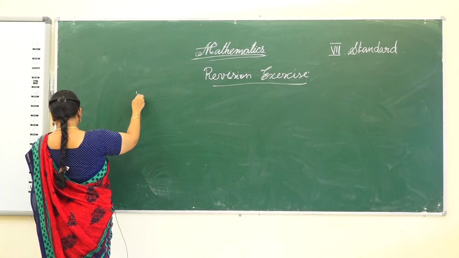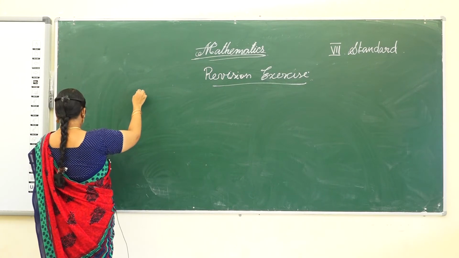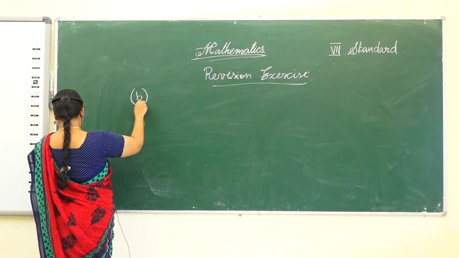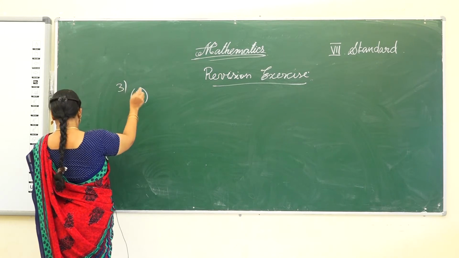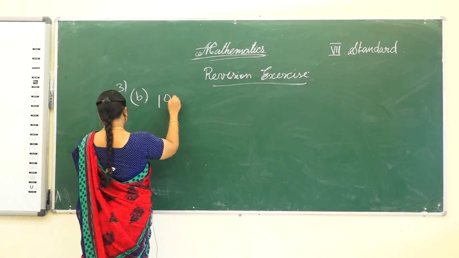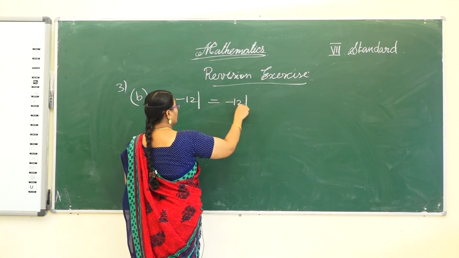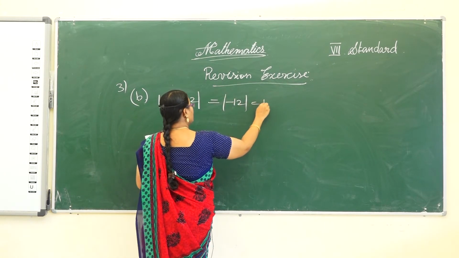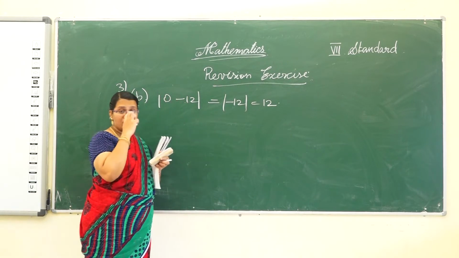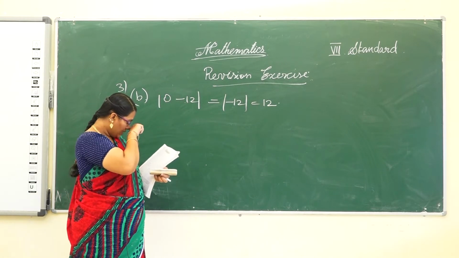And third B, modulus of 0 minus 12. So 0 minus 12 is minus 12. So the modulus of minus 12 is written as plus 12. Okay.